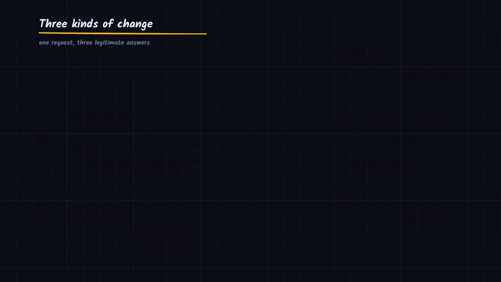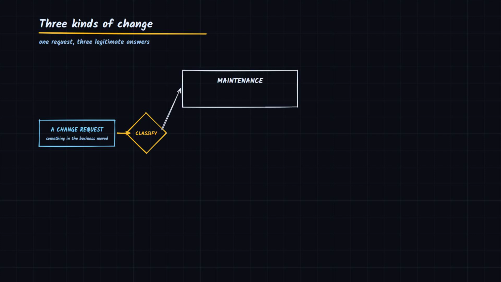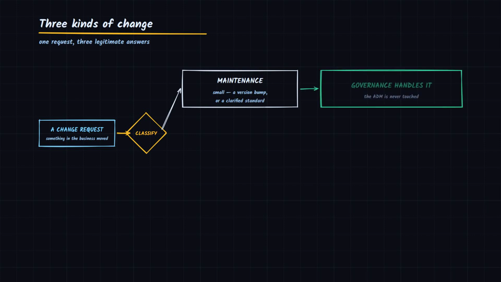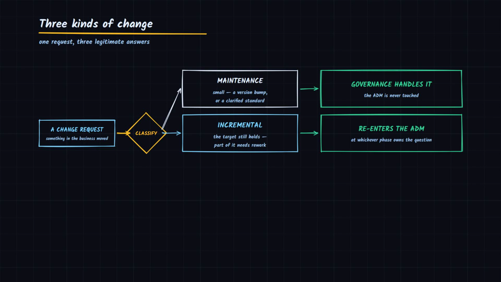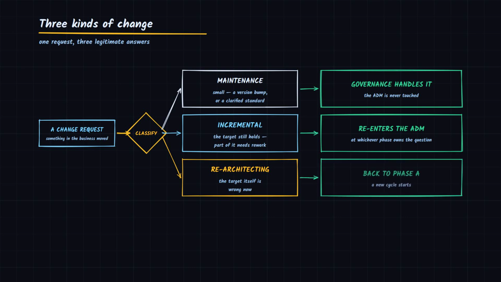The real decision is what kind of change it is, and there are 3 answers. A maintenance change is small, a version bump, or a clarified standard, and governance handles it without touching the ADM. An incremental change means the target still holds, but part of it needs rework, so it re-enters the ADM at whichever phase owns the question. A re-architecting change means the target itself is wrong now, and that goes back to Phase A as a new cycle. Get this wrong, and you pay for it.